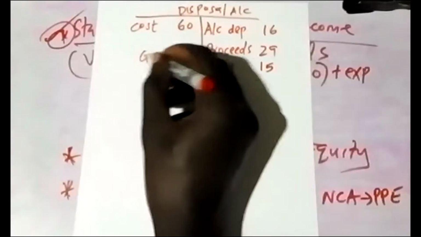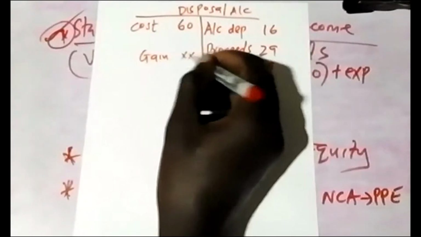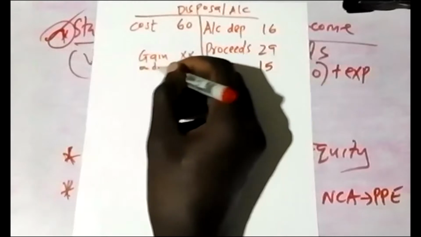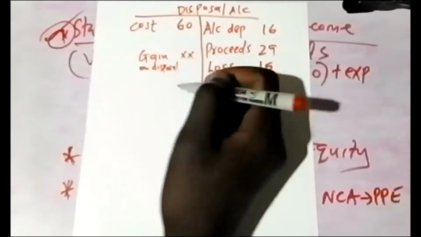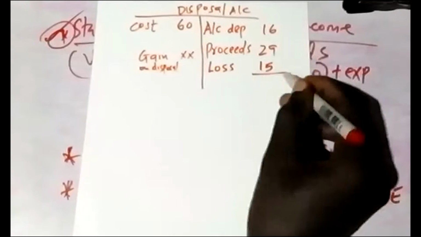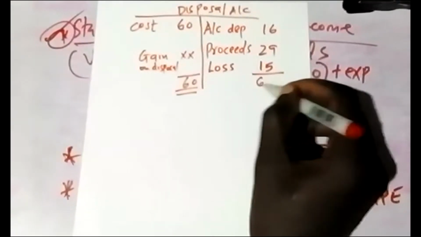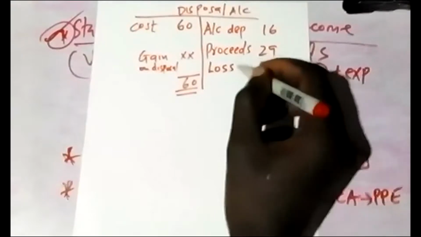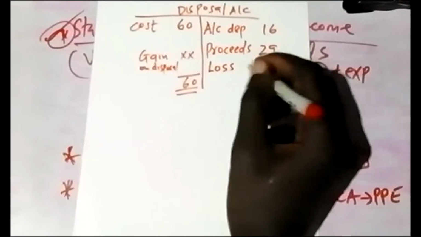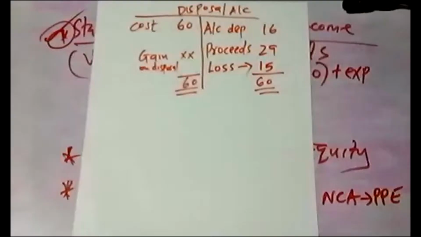If it had been on the debit side, we say it's a gain on disposal. So if your balancing figure is on the debit side, say gain. If it's on the credit side, it's a loss. So we have 60 and here is 60. So that is a loss. Remember, this is my balancing figure, the 15.